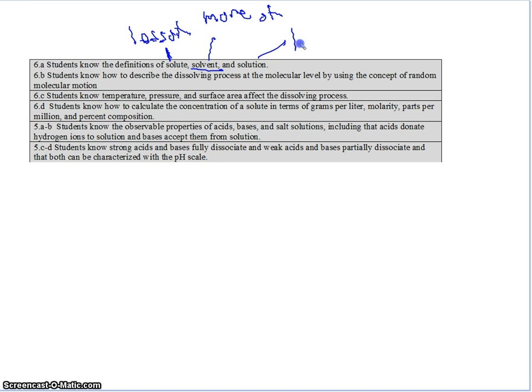And solution is a homogeneous mixture, which means it has one phase. Everything is evenly mixed. Okay? So if you add more solute, it gets more concentrated, more potent. If you take away the solvent, there's still more solute per solvent, so it gets more concentrated. Let's talk about 6b, and we can talk about concentration some more.